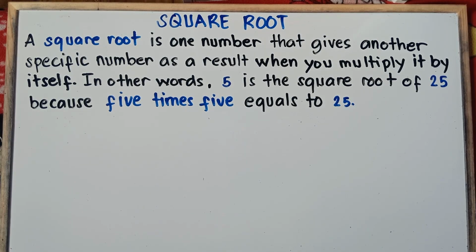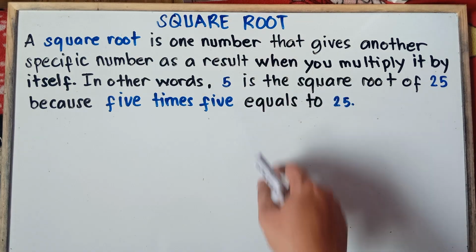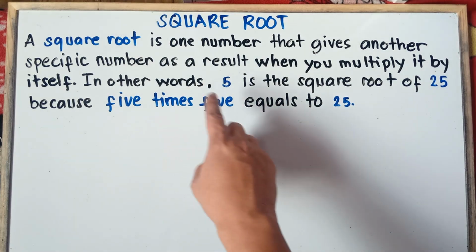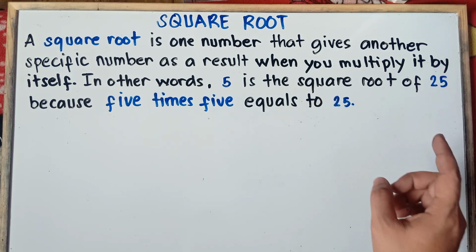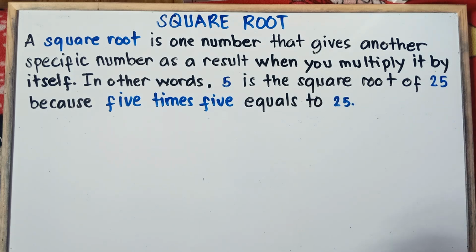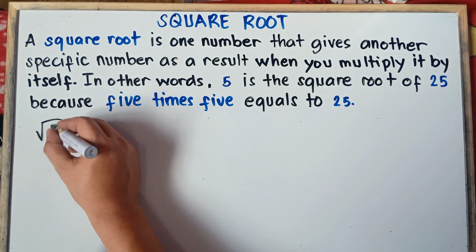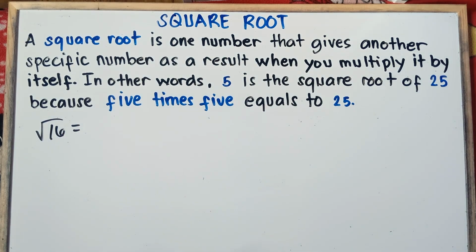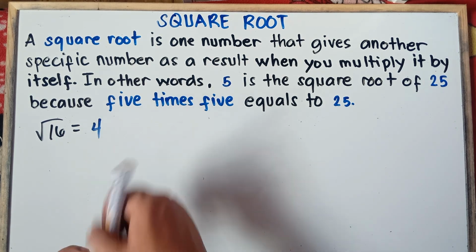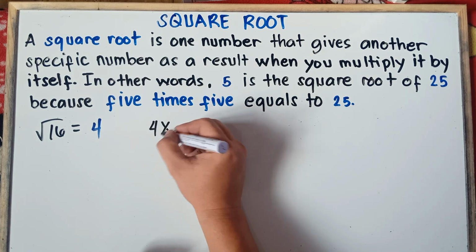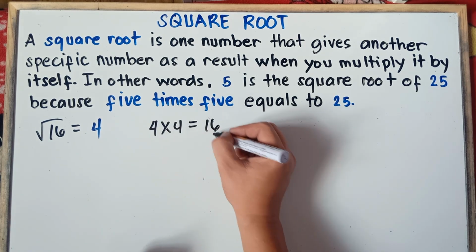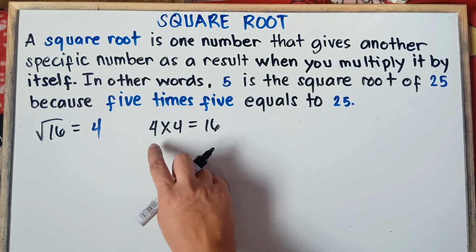What do you mean by square root? A square root is one number that gives another specific number as the result when you multiply it by itself. In other words, 5 is the square root of 25 because 5 times 5 equals 25. Let me give you another example, class. What would be the square root of 16? What's your answer, class? Of course, the answer is 4 because 4 times 4 is equal to 16. Therefore, the square root of 16 is 4.